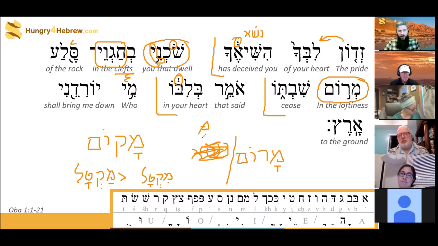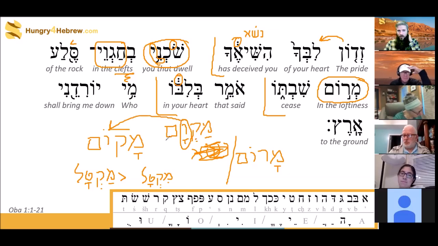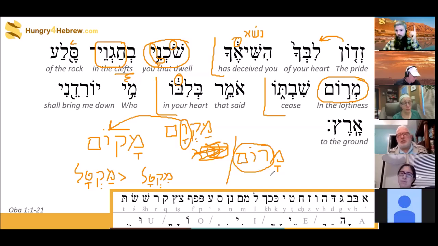Maybe the original was supposed to be something like makwam, and you can see the wa right there got ironed out. It got turned into an O vowel. Same thing with marom. Instead of marwom, it just becomes marom. Easier to say. So what is the root of marom? Rum, which has to do with being exalted, high up. So marom is the place of loftiness, being high up.